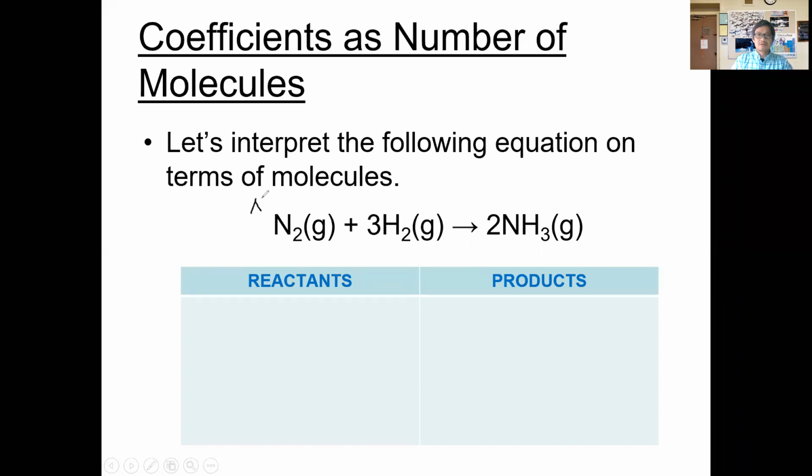This is nitrogen here. This is hydrogen here. When they react together, they form ammonia here. And so we're going to interpret this equation in terms of the total number of molecules here. And again, when we refer to molecules, we're talking about the compounds. Let's take a look at the types of compounds that are involved here.